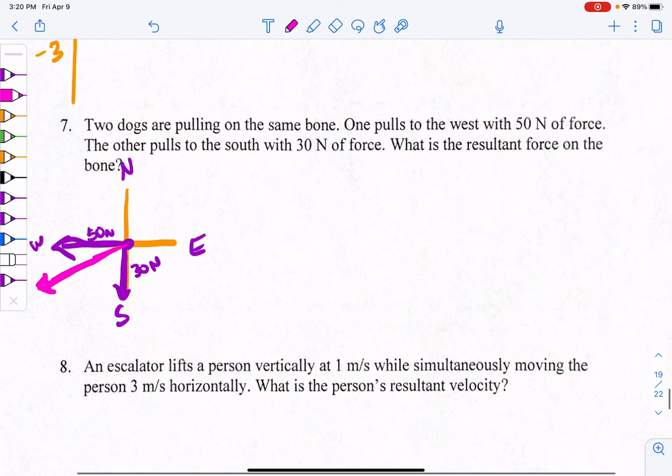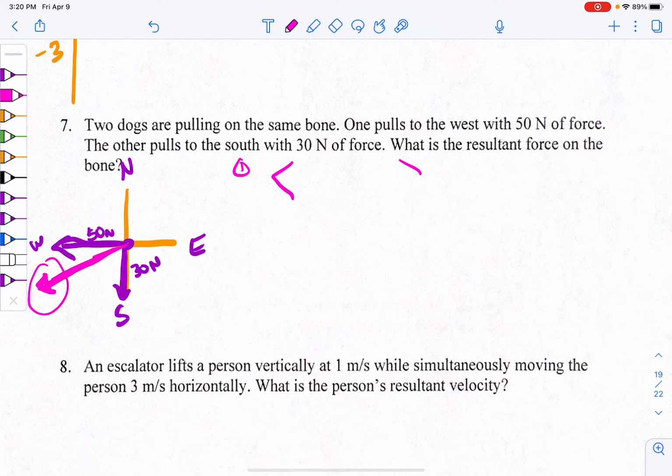So we have to figure out where this vector is going to end up, all right? Now, step number 1 is we need to write both of those vectors in component form, okay? So let's talk about the 50 newtons. Okay, this one is really nice because he is going just this direction, right?